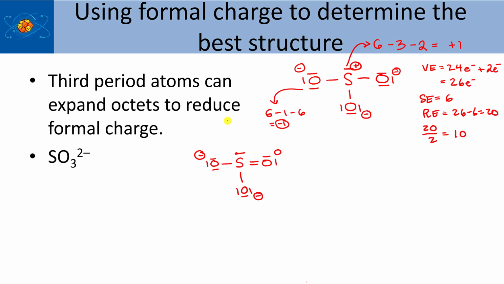So the deal with the octet rule, and it's been mentioned before, is that it's for the s and the p orbitals. So sulfur is in the third period.